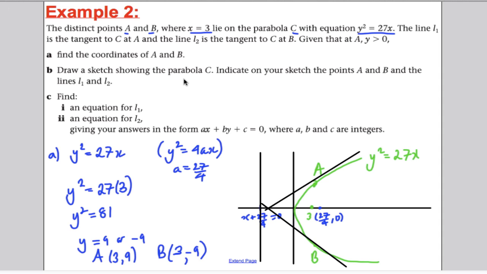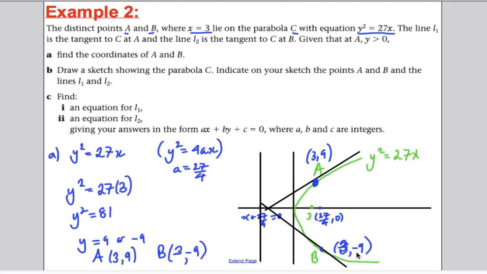Draw a sketch showing parabola C. Indicate on your sketch the points A and B and the lines L1 and L2. Actually, you've done this part already. So this is (3, 9), and this here is (3, -9). And it's as simple as that.